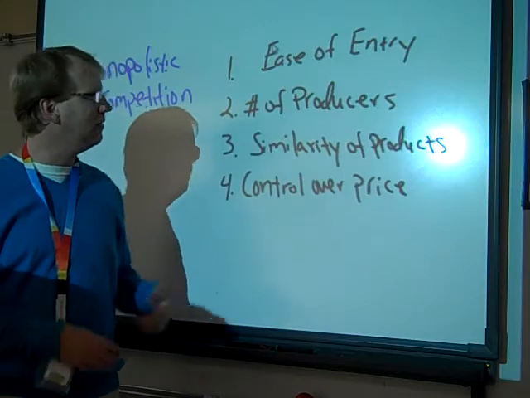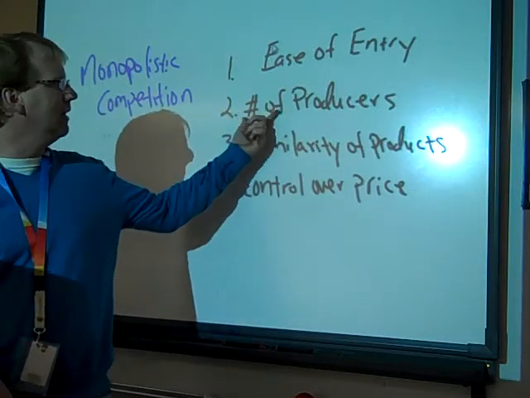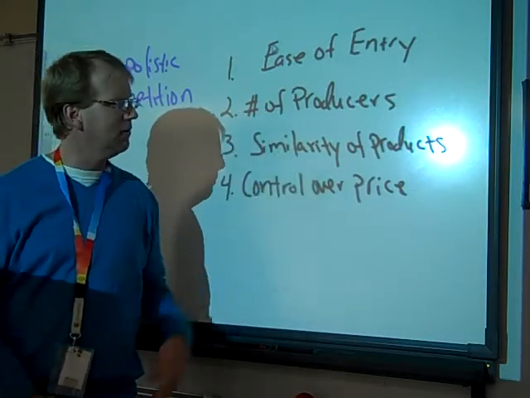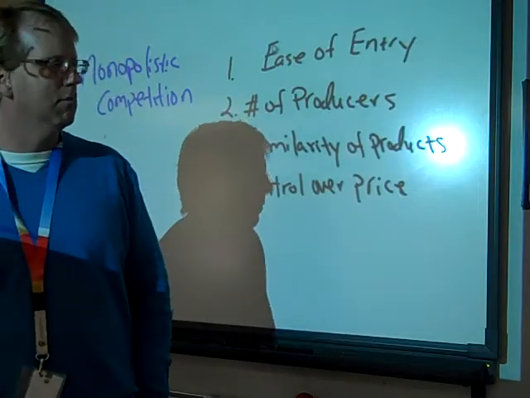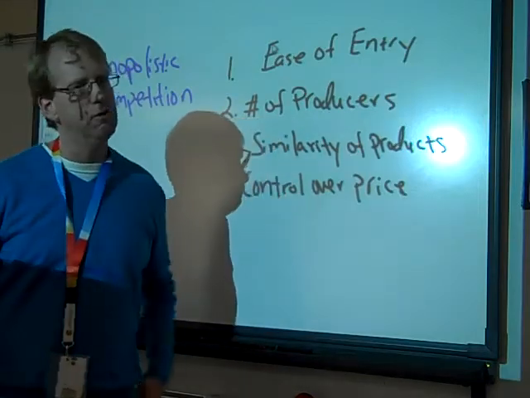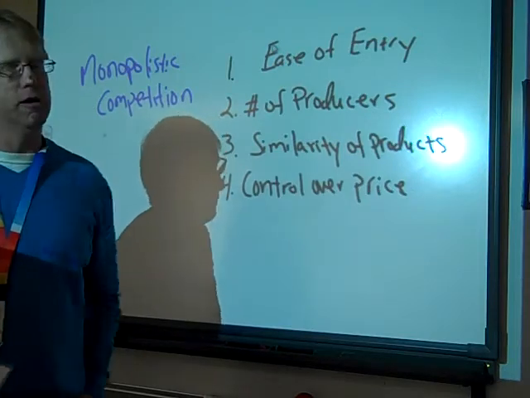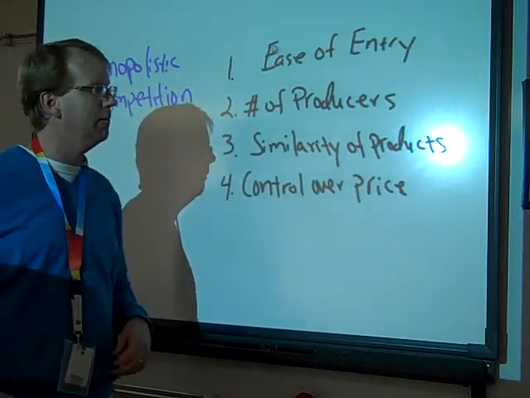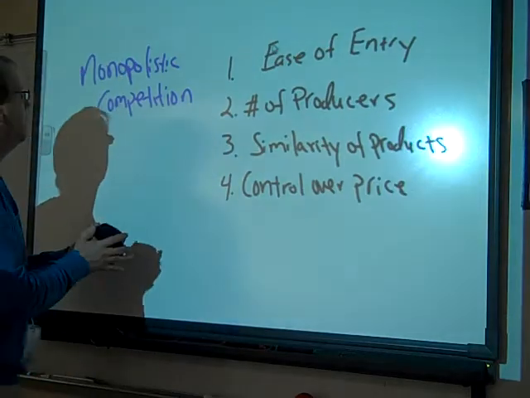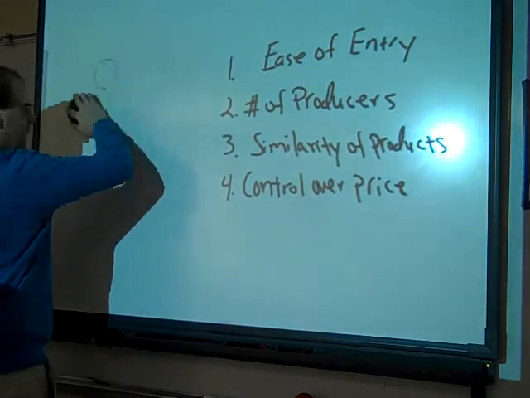Finally, control over price. Since there are a lot of producers, again, and relatively similar products, not exactly the same, but relatively similar, you have less control over price in this type of industry. Maybe a little bit more than you would in perfect competition, but still not a lot of control over price. Okay? Let's talk about our next one, which is monopoly.